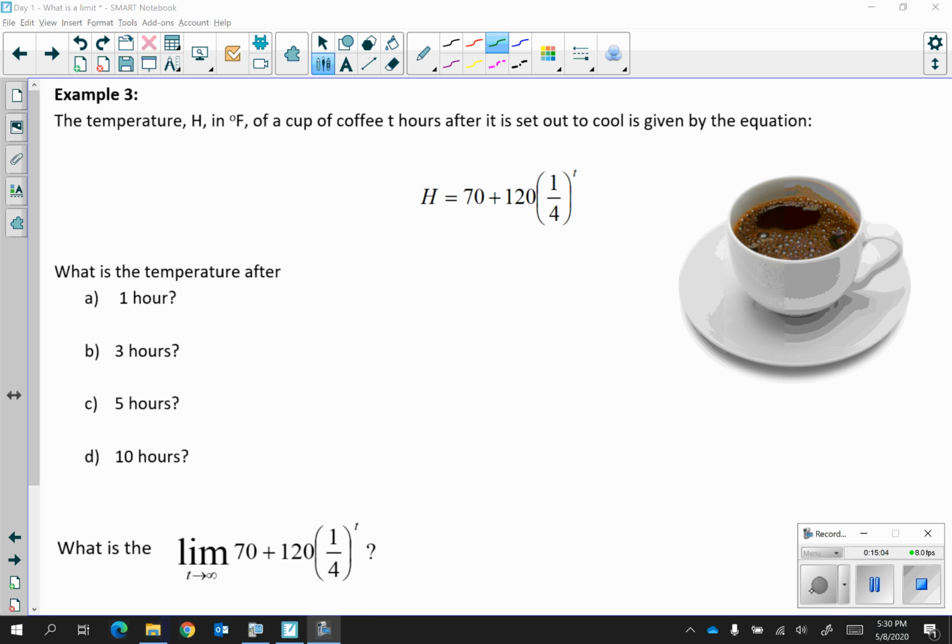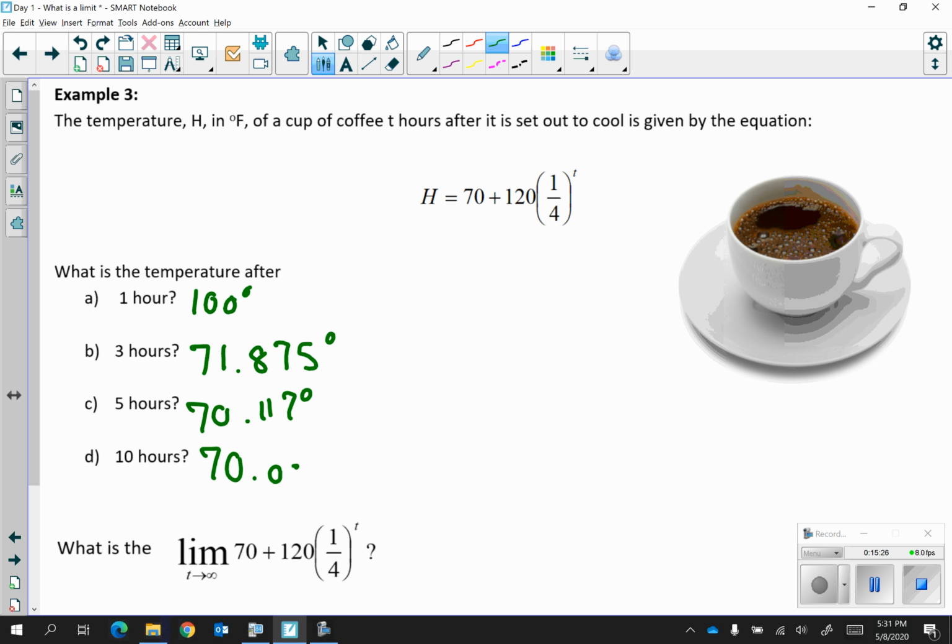If you plug in 1 into this equation, you're going to get 100 degrees. If you plug in 3, you're going to get 71.875 after waiting 3 hours. If you wait 5 hours, it's going to get to 70.1170. If you wait 10 hours, it's going to get to 70.0001 degrees. So if you had to take a guess, what's the limit of the temperature for this cup of coffee, you're going to say that it's 70, because that's the room temperature.